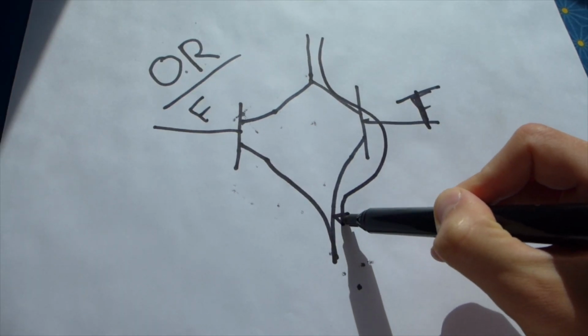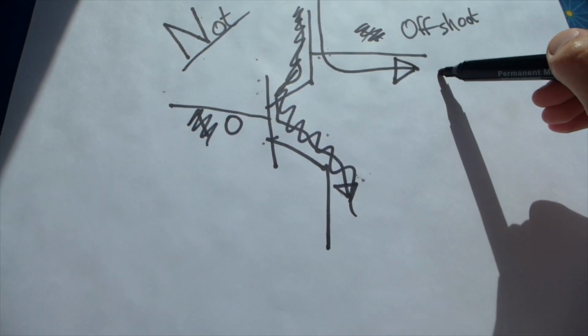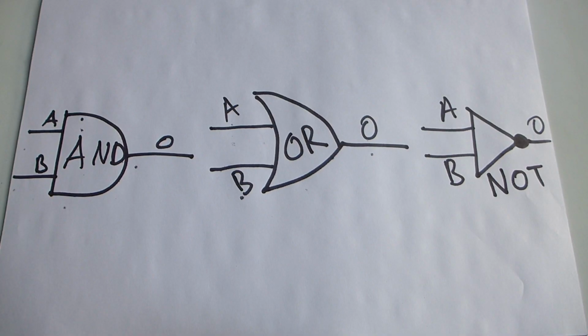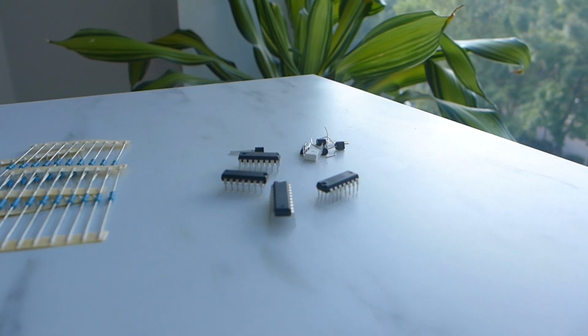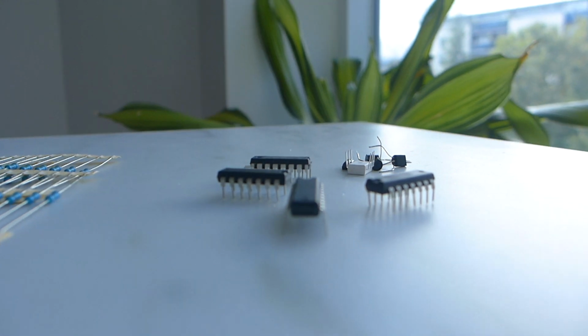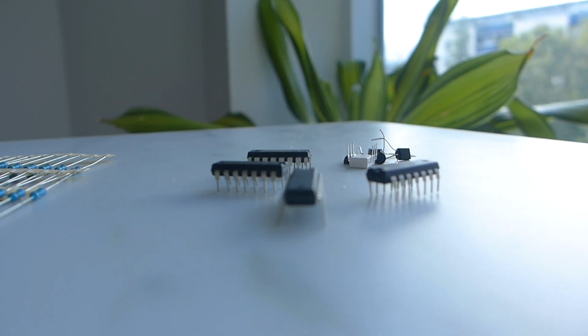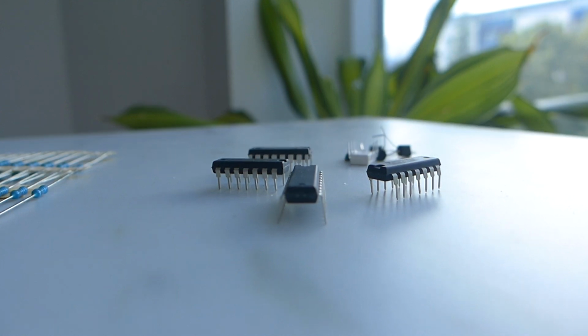Replacing our messy drawings of logic gates with symbols is a form of abstraction. We know what it means, but we don't need to think about it anymore. Today, instead of building AND, OR, and NOT gates from scratch, we can abstract them away by using pre-made integrated circuits instead. So let's take a look at the chips that we're going to be using.